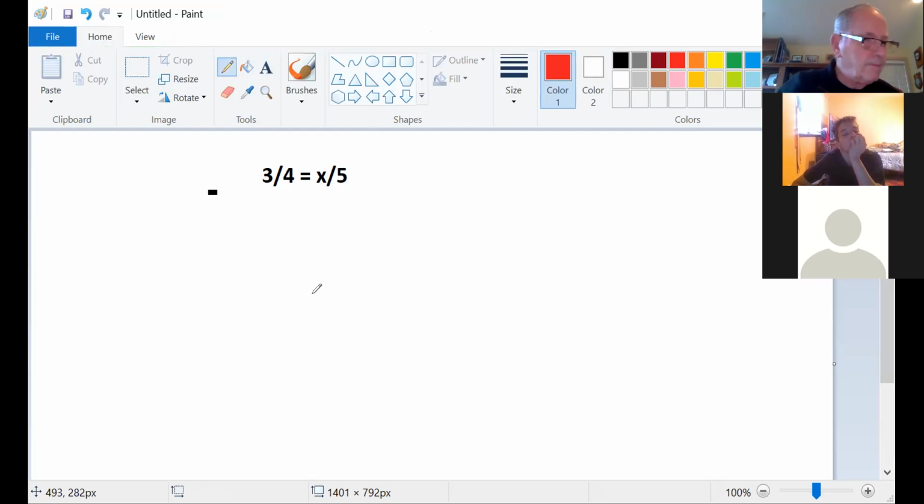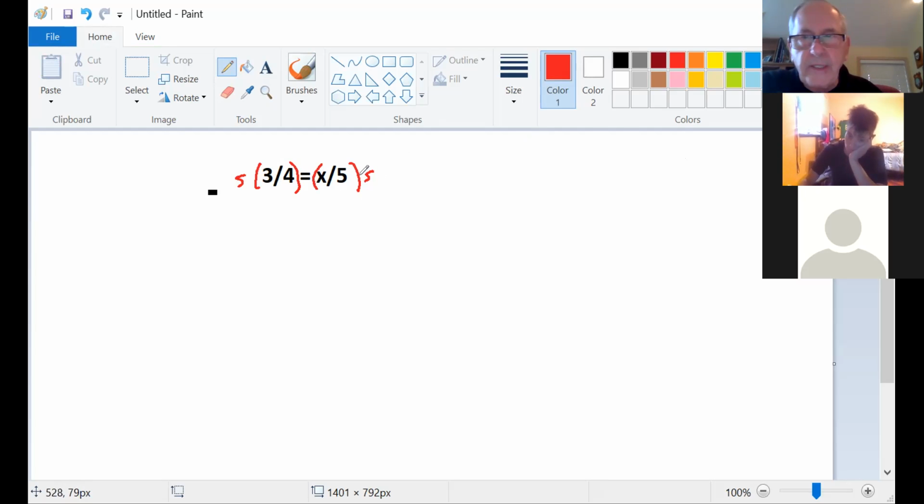What I would do is I would take this and multiply it by 5 because this is x over 5, right? So if I do that on the right side, I have to do it on the left side. So it looks like that. So now all I've done is I've multiplied both sides by 5. So now I can cross out that 5.